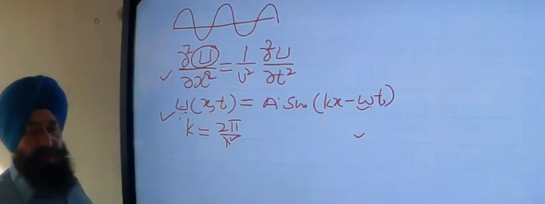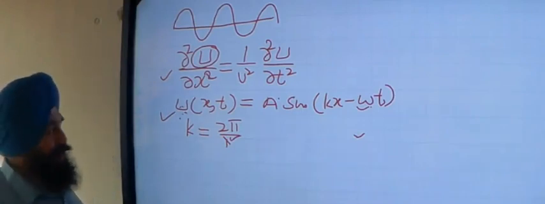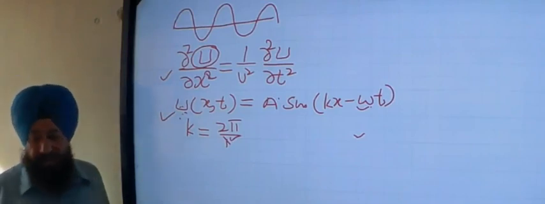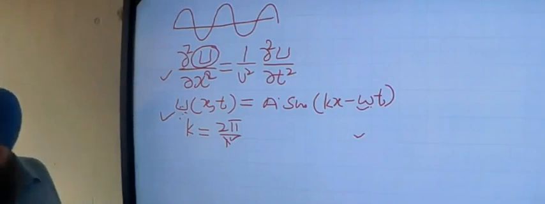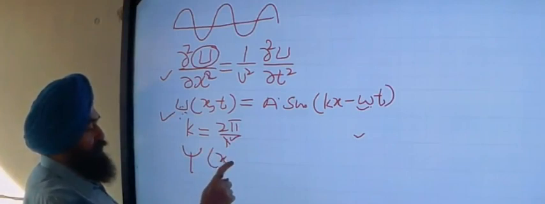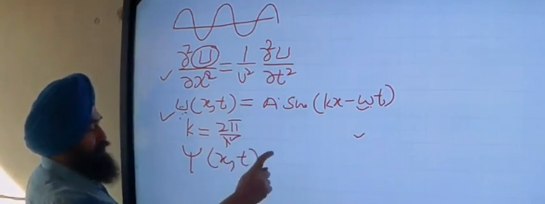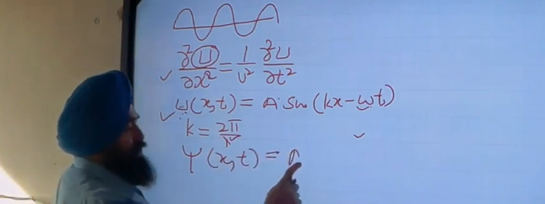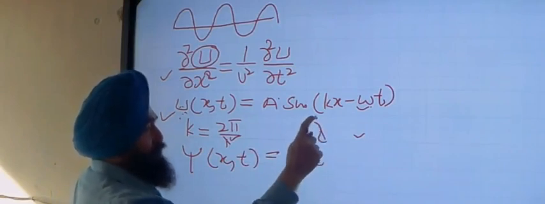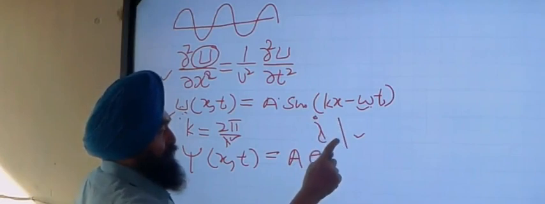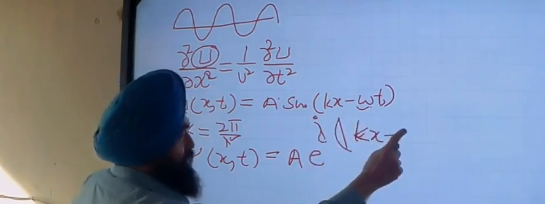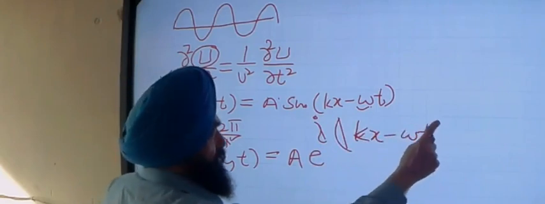Now I am having the second choice, which is much better than this. That is called a wave function. The wave function is written as psi(x,t) = A e^(i(kx - ωt)).